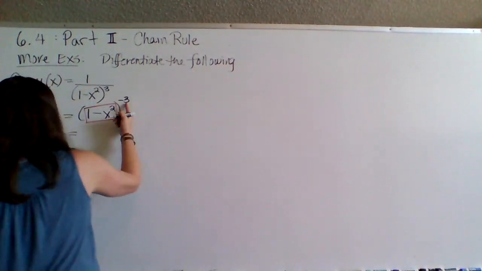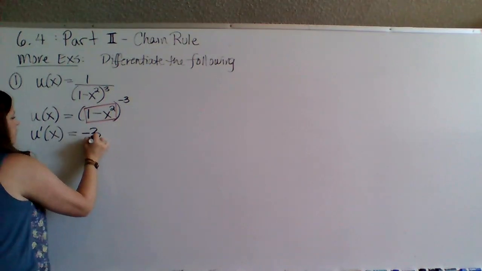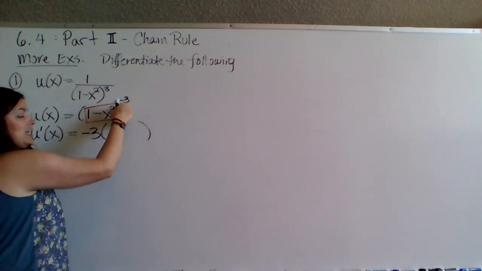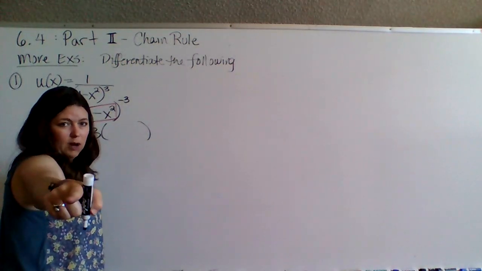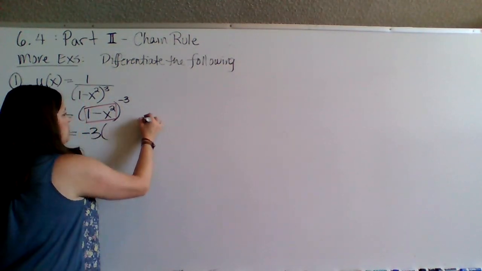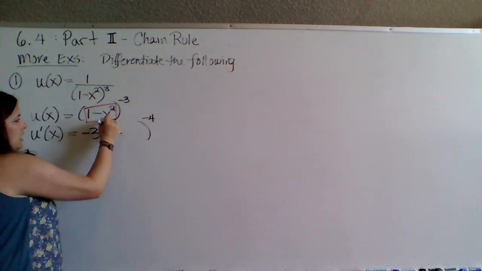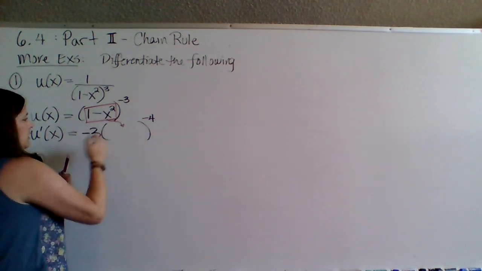Okay, the outside's the whole negative third power, so bring that power down in front. We leave this inside unchanged. We decrease the power by 1. Negative 3 minus 1 would turn into negative 4, right? So this whole inside just remains the same and plops down in here.